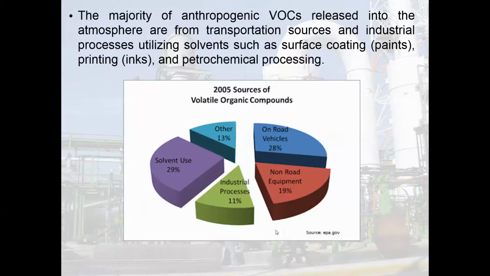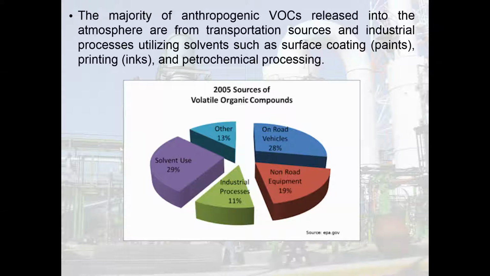So just a quick overview of volatile organic compounds, or VOCs. When we talk about these air pollutants, one of the biggest places that we start is their sources. This is a graphic from 2005 from the EPA that ideally said that most of the VOCs that are released come from either solvent use or on-road vehicles.